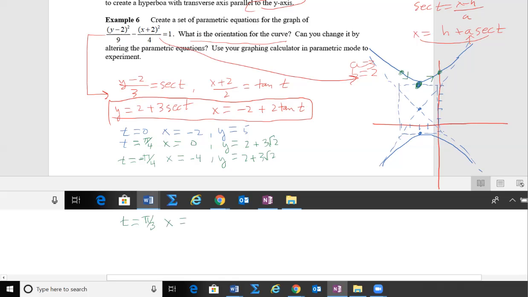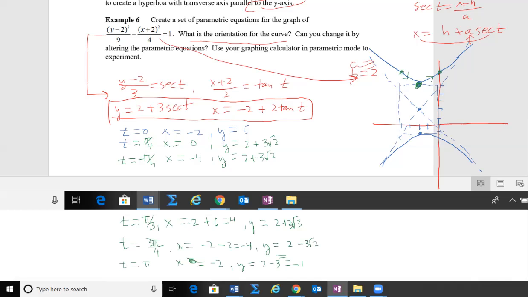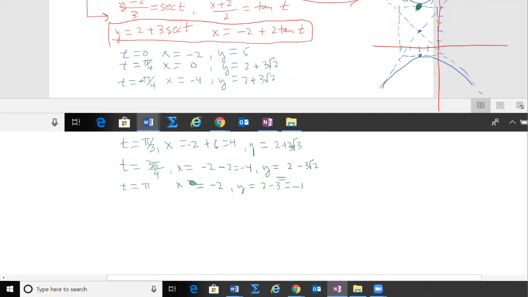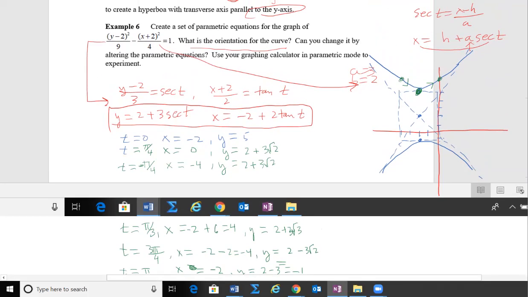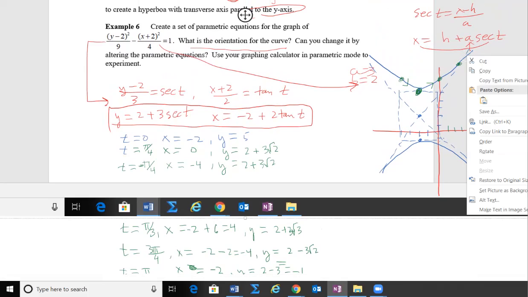And x would be 2 plus 3. Let's see. Cosine pi over 3. Okay, I did some computations here. I don't want to waste your time with all that. So I got t equals pi over 3. I'm trying that, and I ended up with x is 4, y is 2 plus. So on the graph, we're somewhere up in here at 1, 2, 3, 4. You know, someplace up in here.